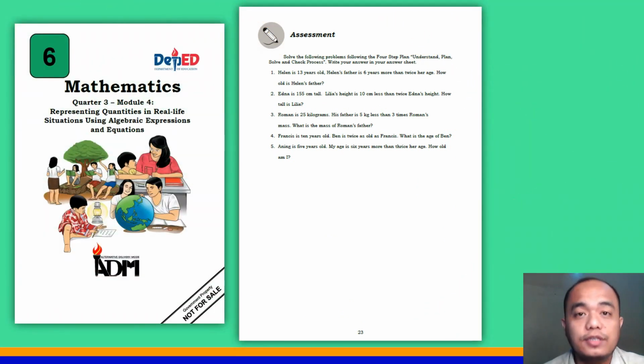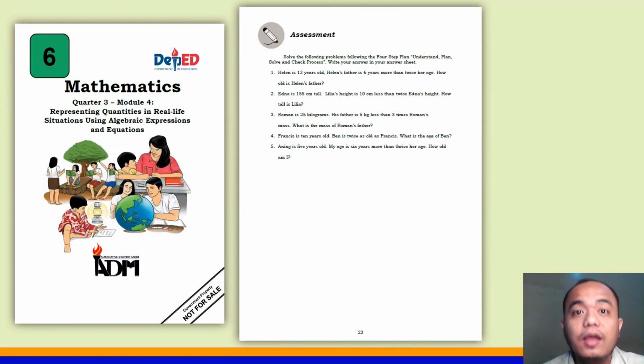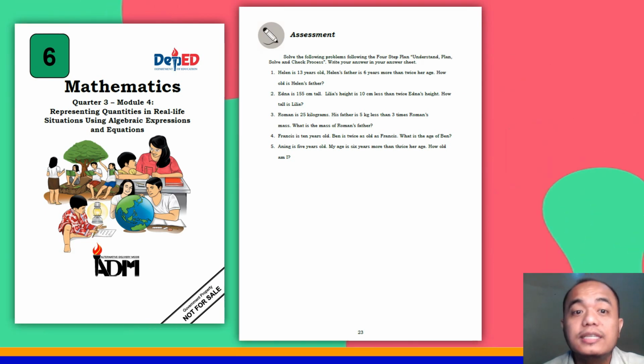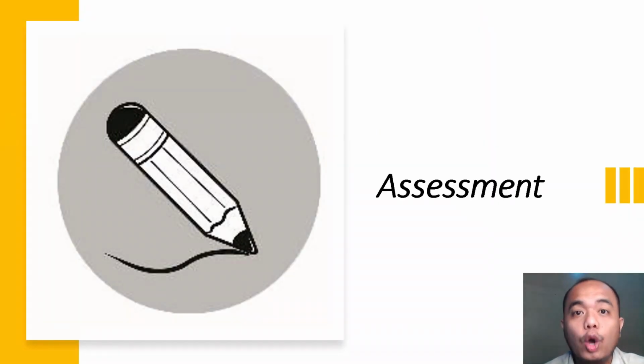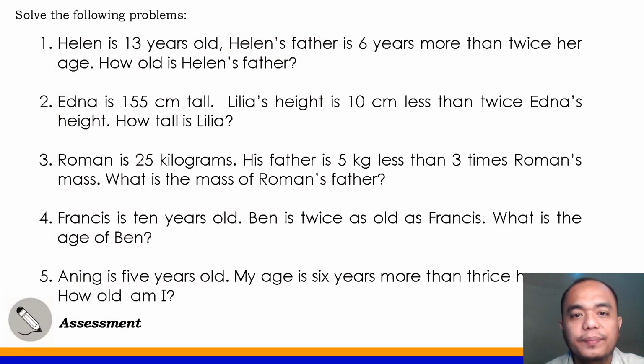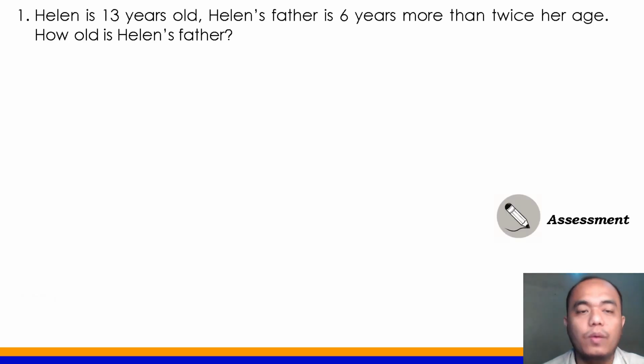And now let's proceed to the assessment in your lesson 2, still in your module 4 for Mathematics 6 quarter 3. Hope you have copies there with your answers in the assessment in your lesson 2 for your module 4. Now we will solve the following problems. Let's start with number 1. Helen is 13 years old. Helen's father is 6 years more than twice her age. How old is Helen's father?